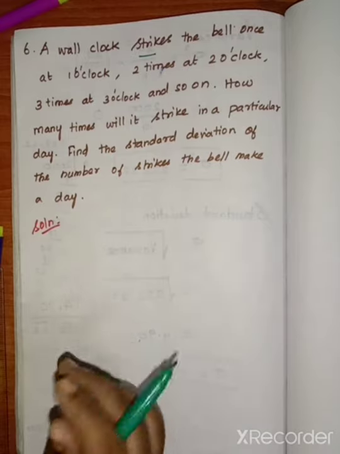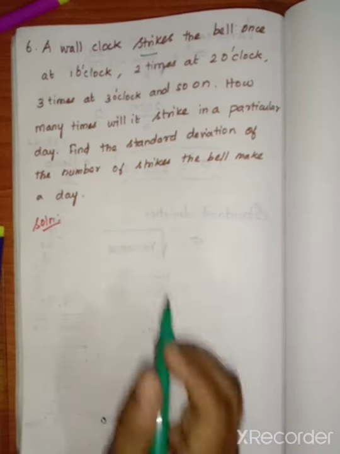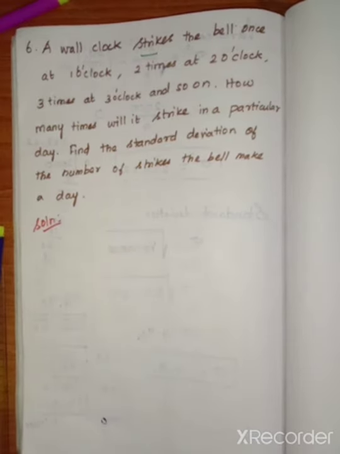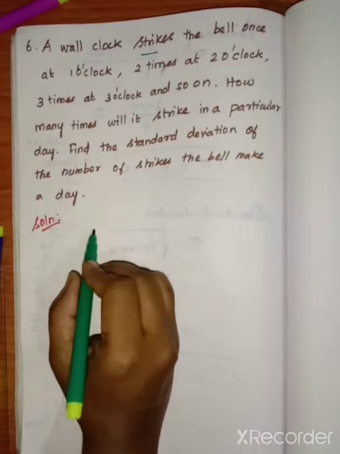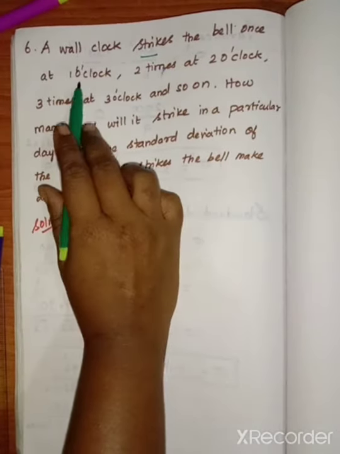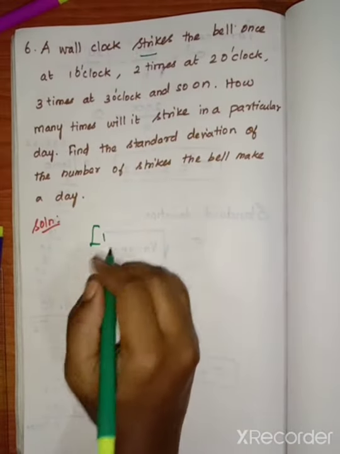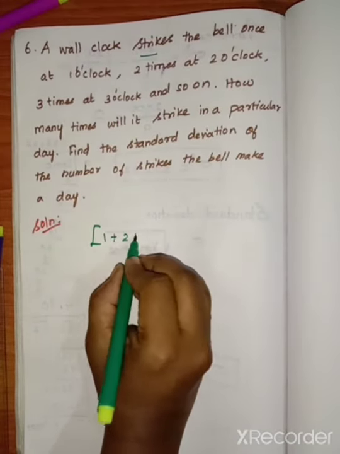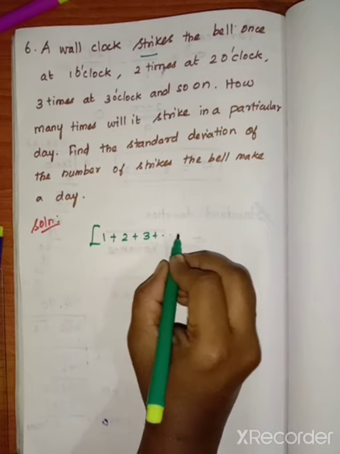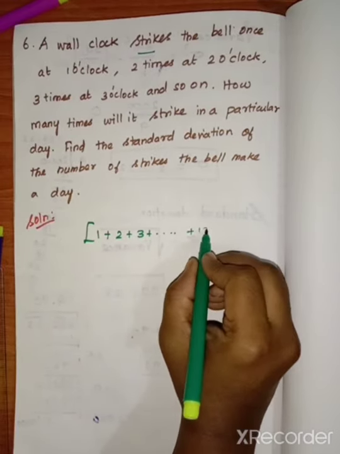So for the total day, we start from midnight. 1 o'clock means for 1 it will be one time alone. Like that we take the strikes alone, don't take the times. So 1, 2, 3, 4, like that it will be going on up to 12 o'clock.